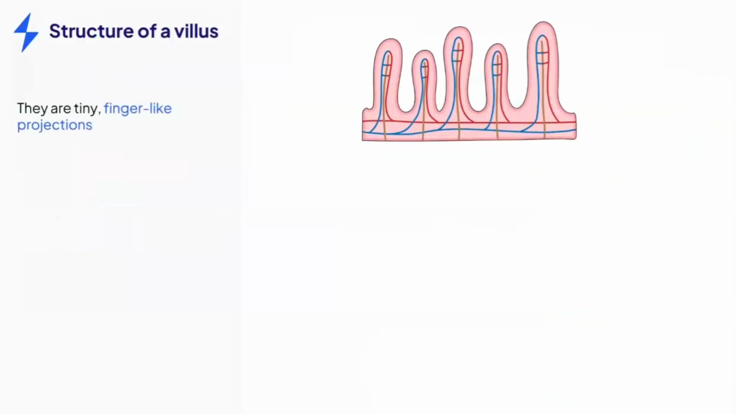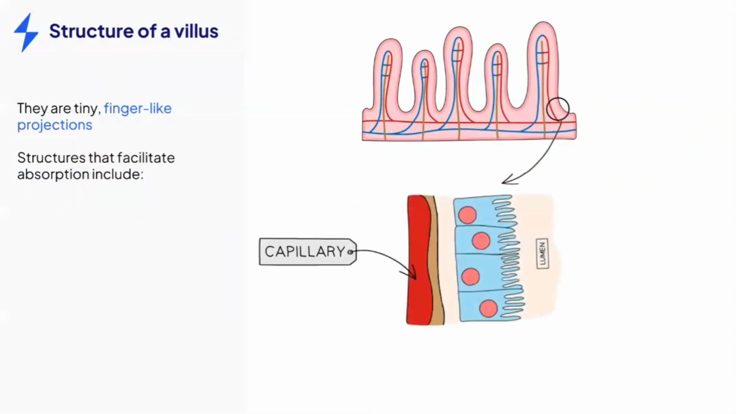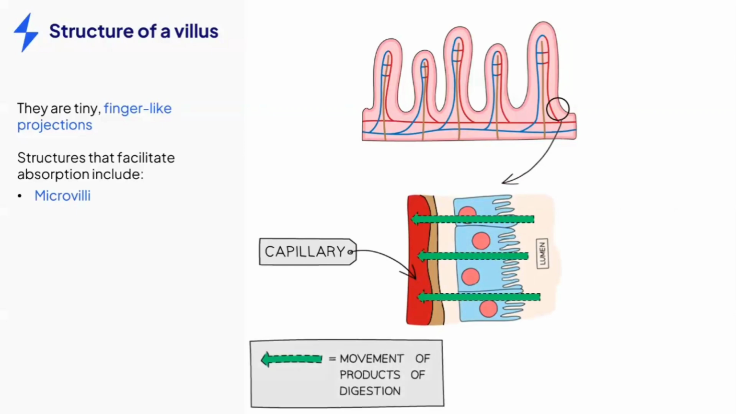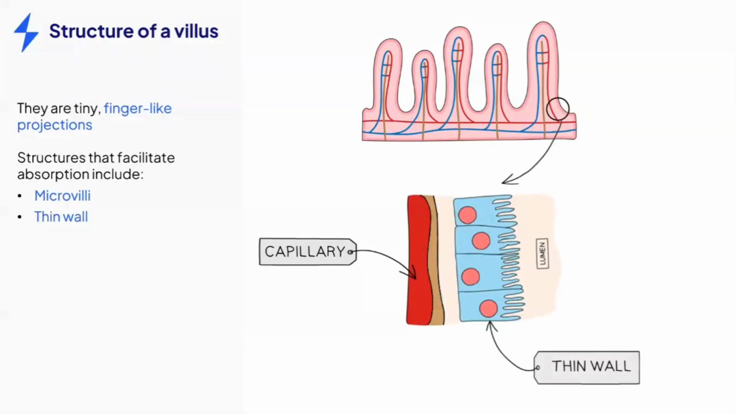Villi are tiny finger-like projections found on the surface of the small intestine. Their structure facilitates the absorption of nutrients into the blood. They contain many microvilli on their surface to further increase the surface area, which in turn increases the absorption rate of nutrients. The wall of the villus is only 1 cell thick, which means that there is only a short distance for absorption of nutrients by diffusion and active transport.